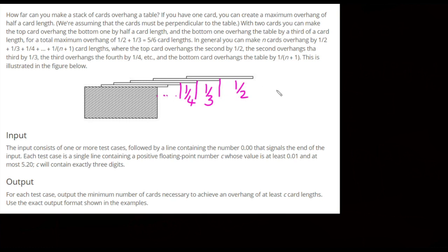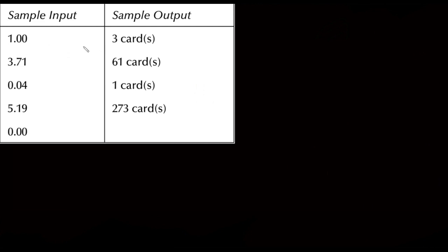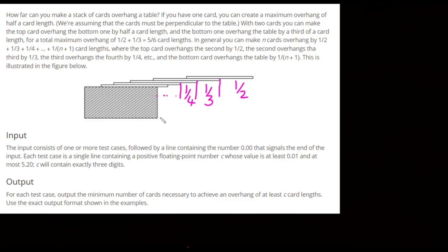So we have to write code for this. Let us explain the sample inputs. We'll be given floating point numbers, something like 1.00, 3.70, and we have to say how many cards are required for this much length to be hanging outside the table. So suppose this whole length is 3.71, how many cards are required for this much length to be hanging out of the table.